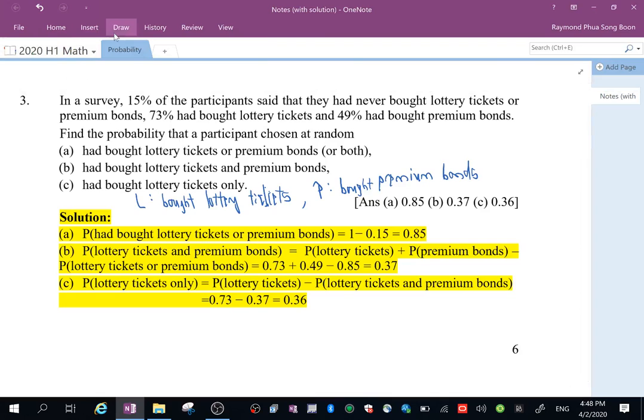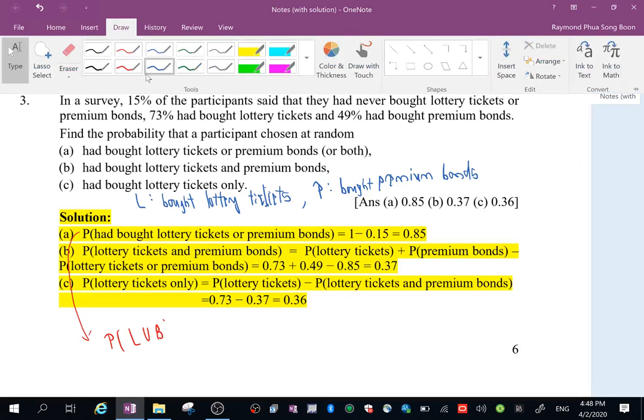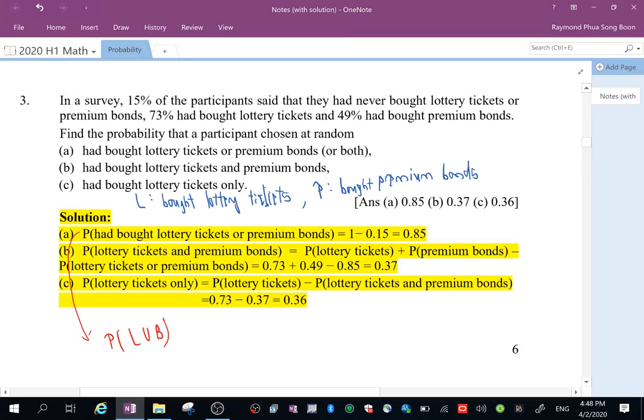All right, so in this case, we want to find part A, the probability that a participant had bought lottery tickets or premium bonds or both. So what does it mean? This would mean probability L union P, right? So in terms of set notation, this will be the set notation. Probability L union P.